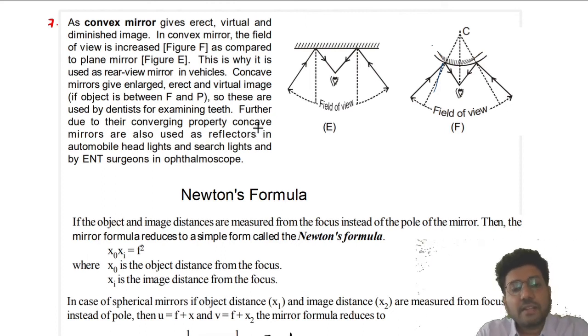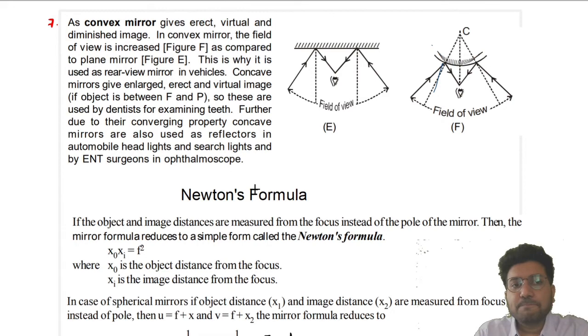Further, due to their converging property, concave mirrors are also used as reflectors. Concave mirrors are used as reflectors in automobile headlights. In an automobile headlight there is a concave mirror, so that it is a good reflector. It is also used as searchlights, and by ENT surgeons and in the ophthalmoscope.